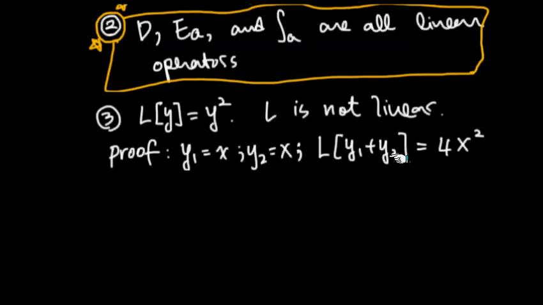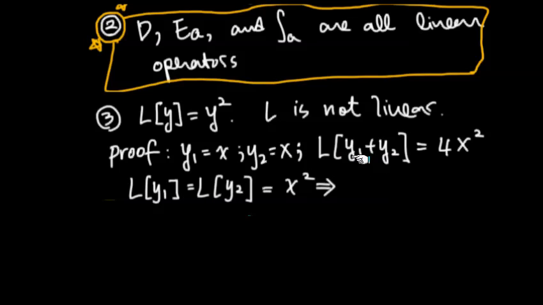If you do this operation first inside, y1 plus y2, that's 2x. So that's the order of this operation. You compute this one inside first, then do this L operator later. So 2x squared will be 4x squared. But if you compute Ly1 and Ly2 separately, since y1 and y2 both are the same, Ly1 will be y1 squared, so it's x squared, Ly2, of course, x squared.